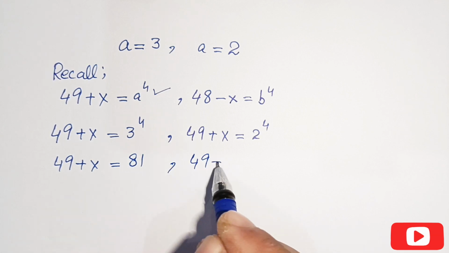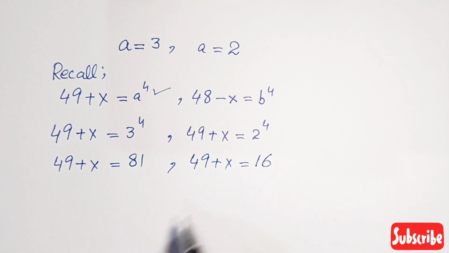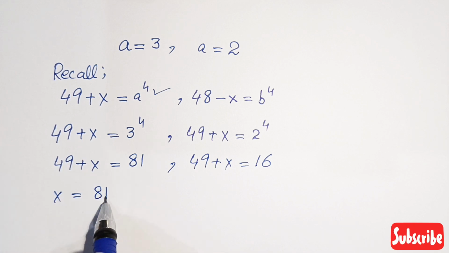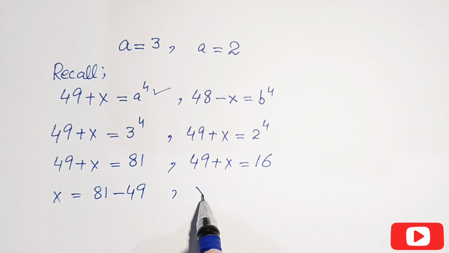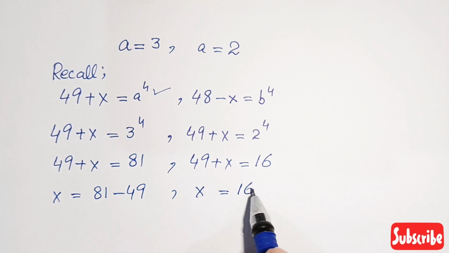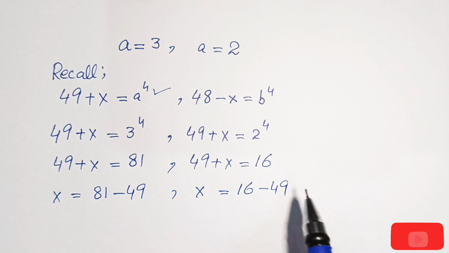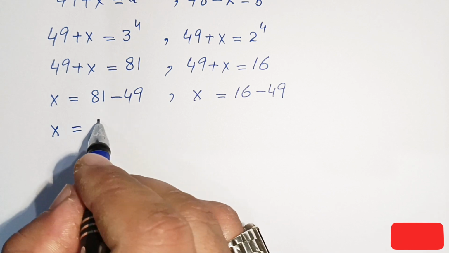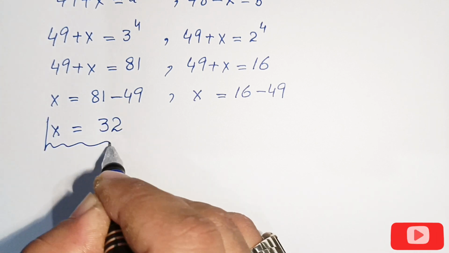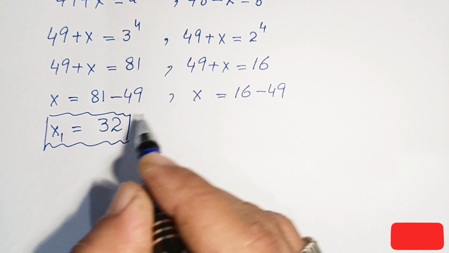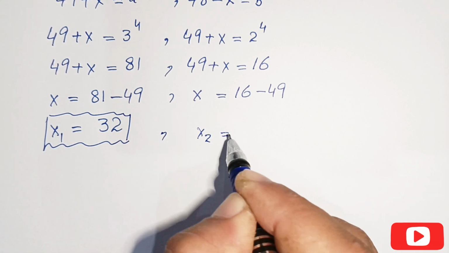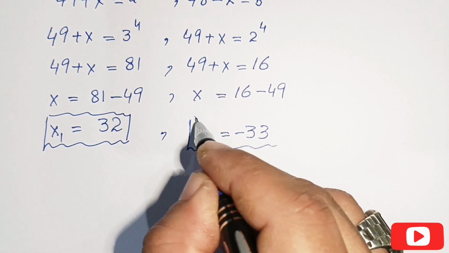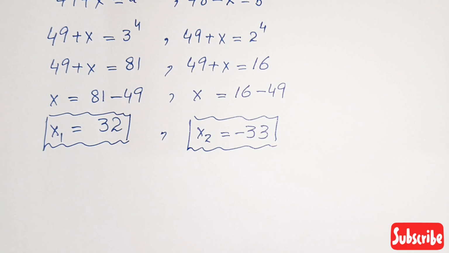Here 49 plus x is equal to 2 to the power 4, which is equal to 16. So here x is equal to, shifting this 49 to our right hand side, we get 81 minus 49, and similarly x is equal to 16 minus 49. So our first value of x, x is equal to 81 minus 49, we get 32. So it is our x1. And similarly we have the second value, which is 16 minus 49, which is equal to minus 33. So it is our second value of x. We have just found two values of x here.